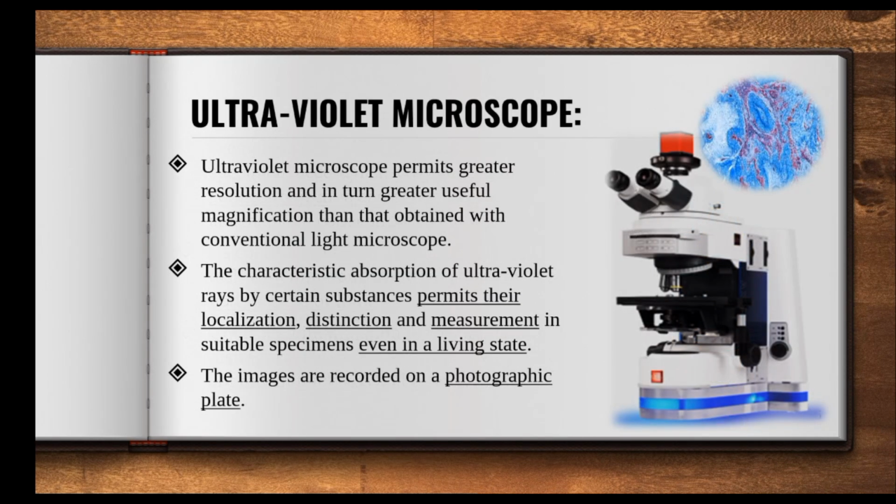Ultraviolet microscope. Ultraviolet microscope permits greater resolution and greater useful magnification than that obtained with a conventional light microscope. The characteristic absorption of ultraviolet rays by certain substances permits their localization, distinction, and measurement in suitable specimens even in a living state. The images are recorded on a photographic plate.